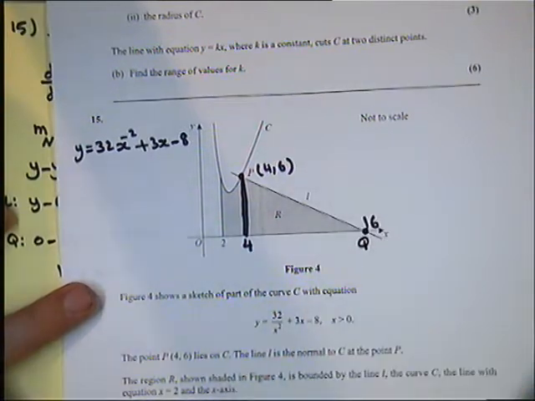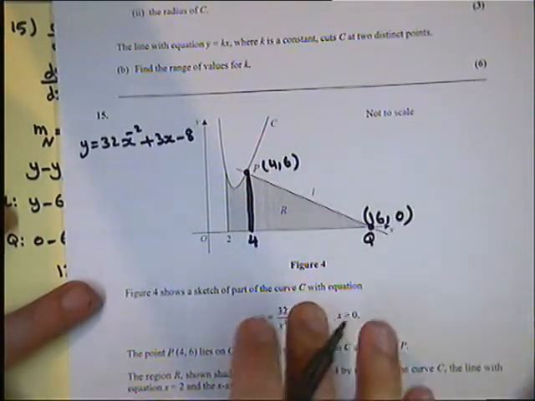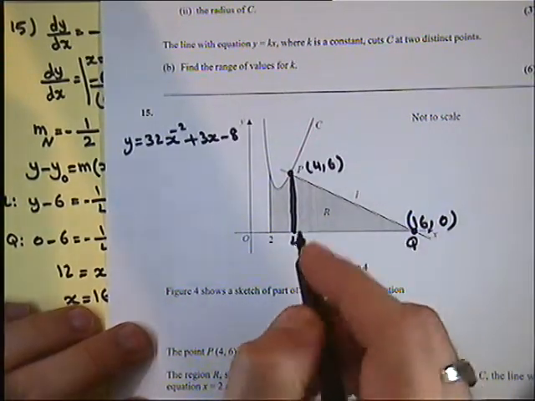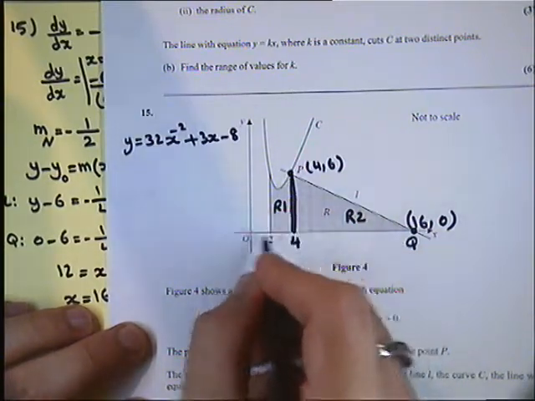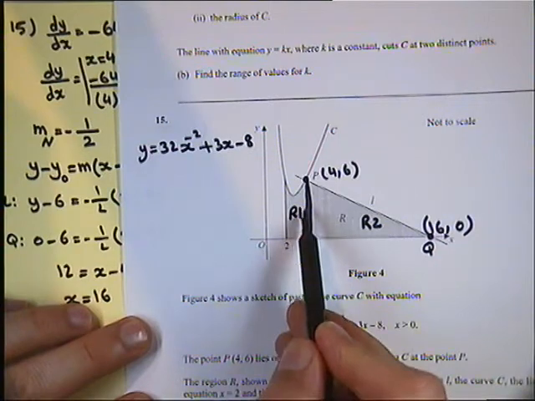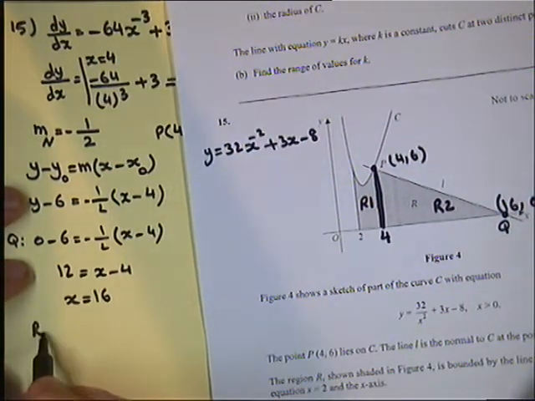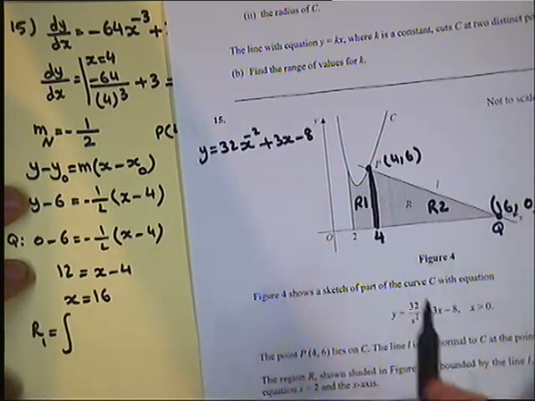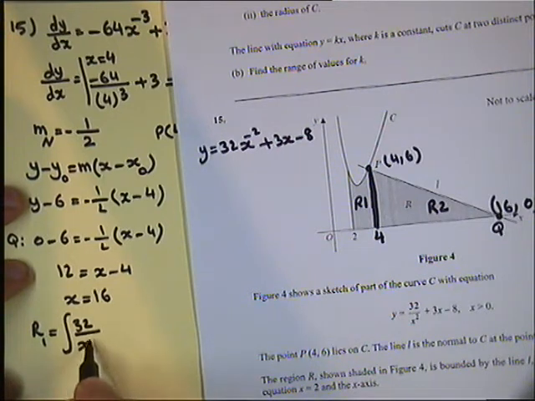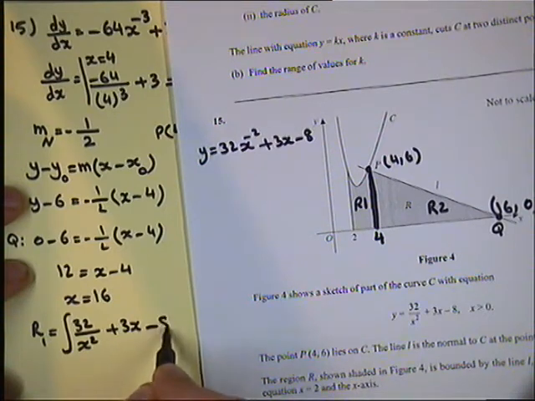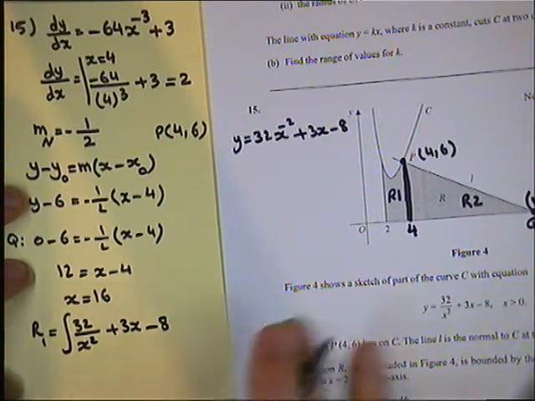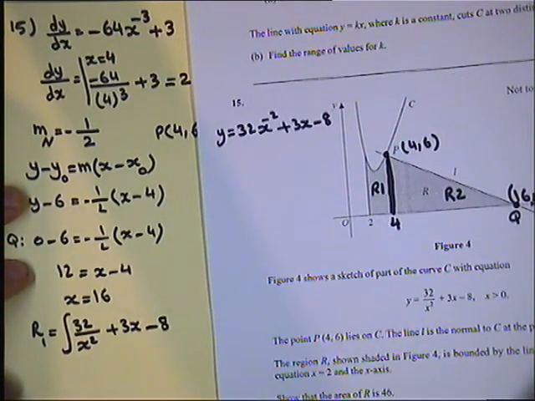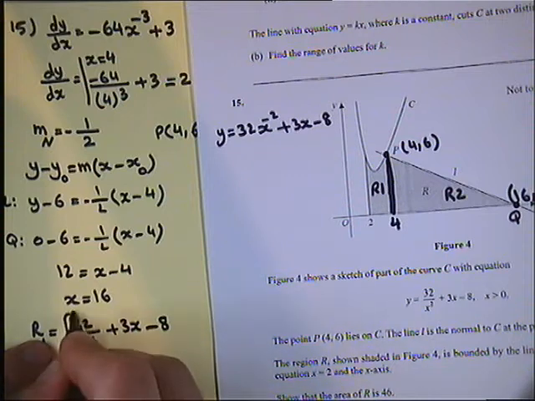So we've got 16 and 0 for this point. Now let's divide this shape into R1 and R2. This triangle is R2 and this shape is R1. To find the full area, R1 is equal to the integration of the curve, 32 over x squared plus 3x minus 8, and R2 is equal to the area of the triangle. For R1, we have to define the boundaries as well, which is from 2 to 4.